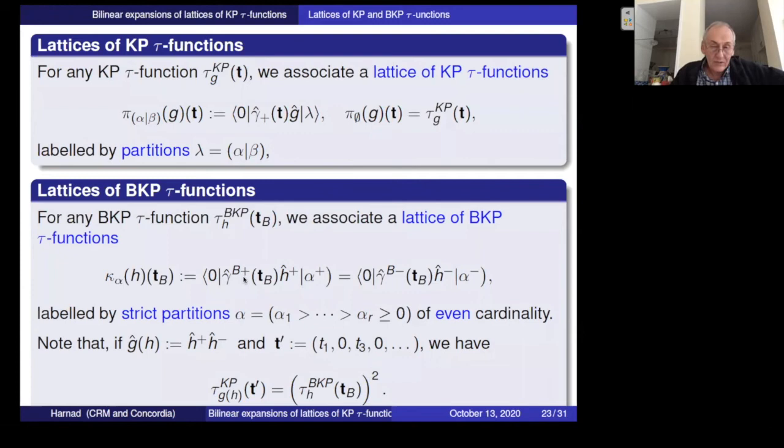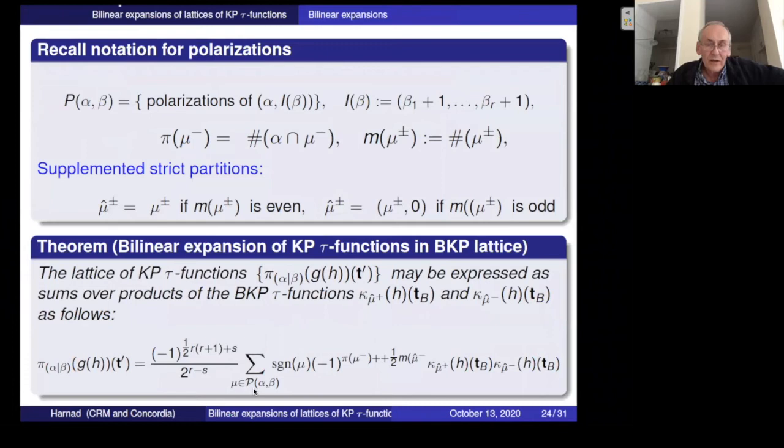And it's a well-known 40-year-old result that if you choose your GL infinity group element to be the product of the plus and minus version of the element that gives you the BKP tau function, and you square that BKP tau function, lo and behold, you get back the restriction of the associated KP tau function to the odd flow variables. So that's an old result, and my result that I'm presenting today, which we saw examples of before, is the generalization. So I already defined what polarizations were with respect to subsets I, J, K, L.